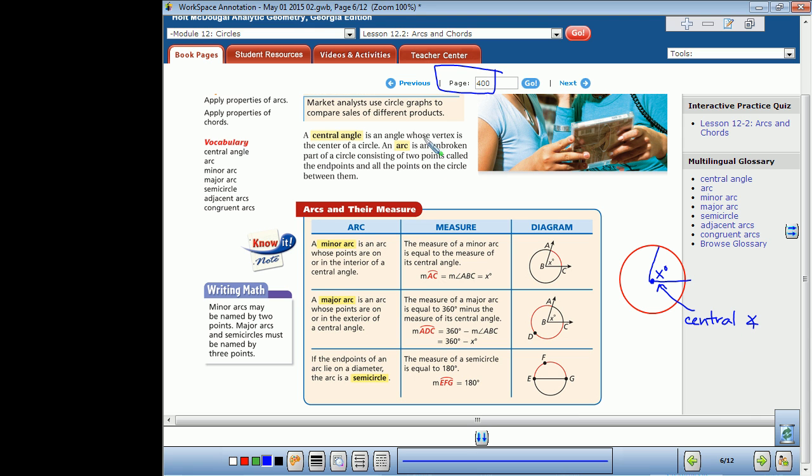Okay, so that central angle is an angle whose vertex is at the center. Now, an arc is just an unbroken part of a circle consisting of 2 points called the endpoints and all the points between. So we also have an arc that's formed where this angle intercepts the circle. Do you see that is an arc? It's just part of a circle that's formed by 2 endpoints and all the points in between. That's an arc.